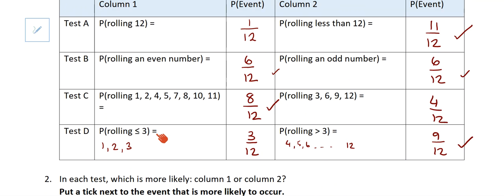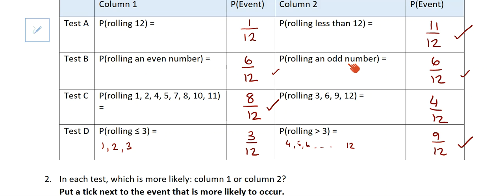Rolling 12, rolling less than 12, rolling even number, rolling the opposite. So opposite. Two of the ones I've read actually use the word opposite. It's not really opposite. What's the opposite of a 3? Not a 3. All right, that could be the opposite.